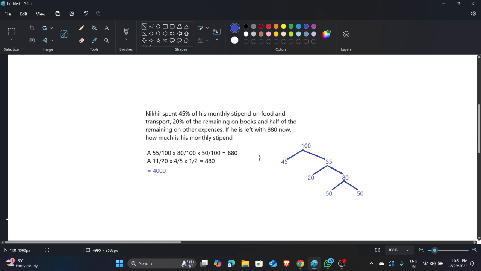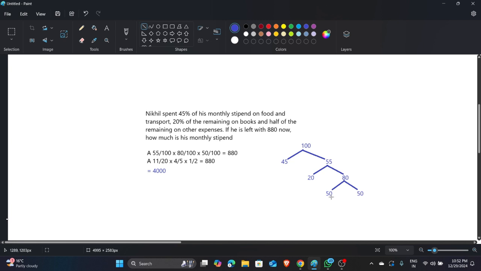What can we form with the help of this data? Now you can see what I have done here. We take only these numbers, and for every condition, this number works as a complete value, because this 20% he spent is from this 55 remaining. This 50% he spent is from this 80. It's not from this number.